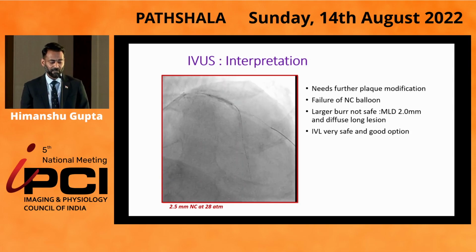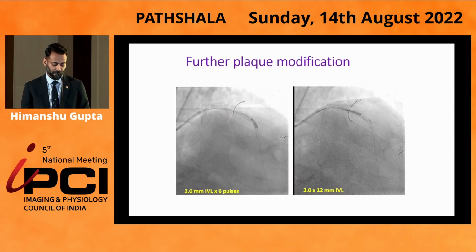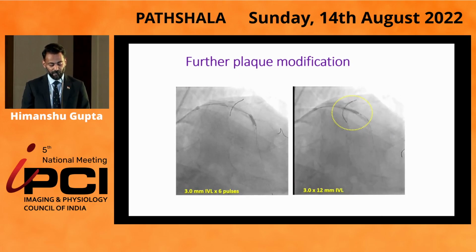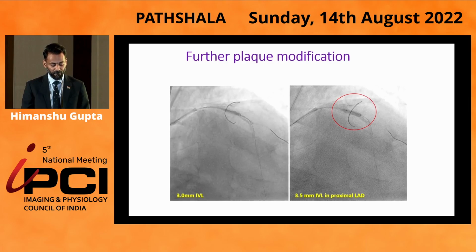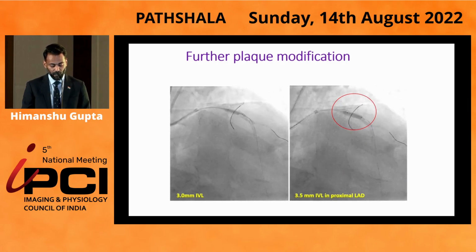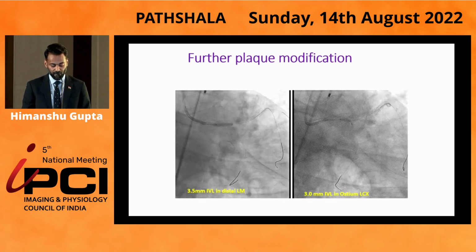Probably IVL is the best option. In this situation, we see a circumferential calcium which may crack with the IVL. So that is what we do. We start with a 3 millimeter IVL balloon in the mid LAD and in the proximal LAD, which finally expands, and we follow it up with a 3.5 millimeter IVL balloon for the proximal LAD and the distal left main.